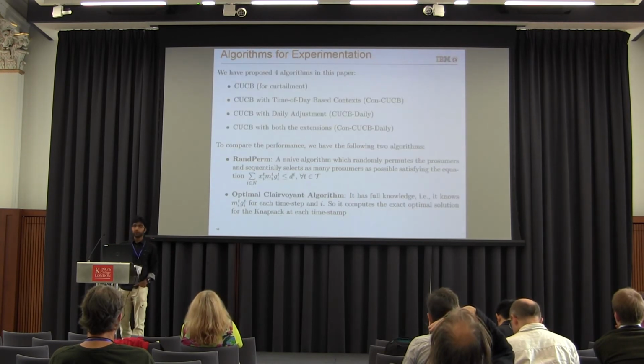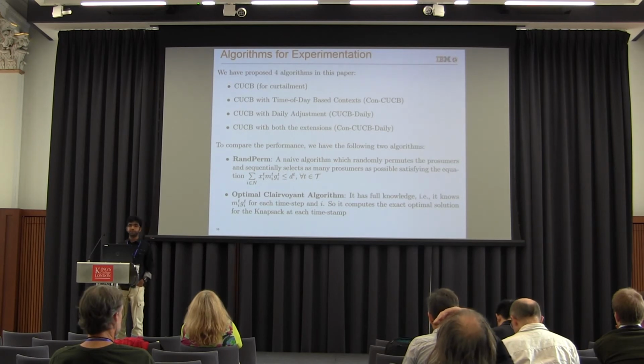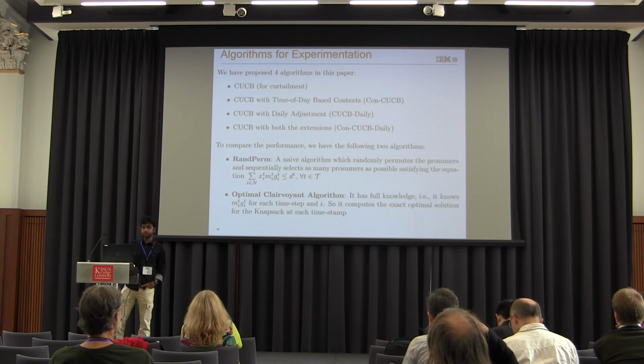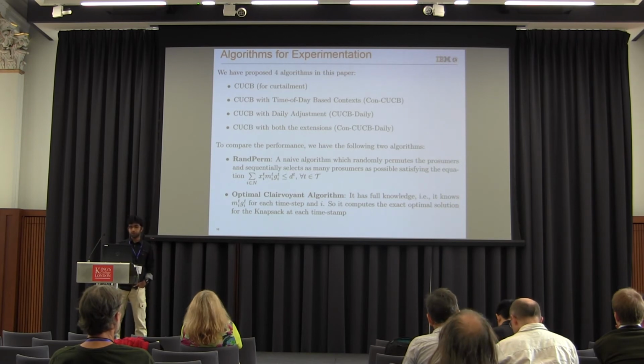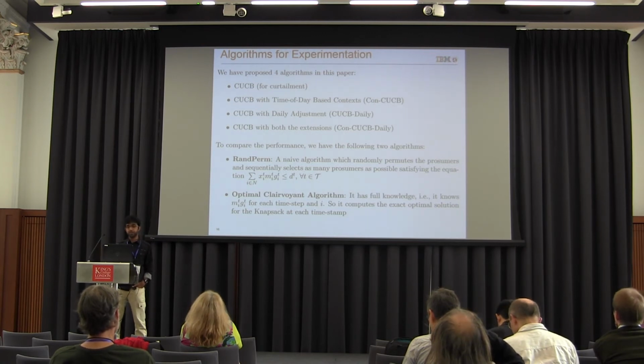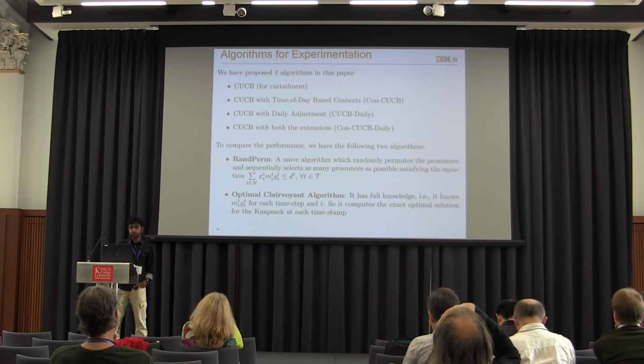So we got a total of 4 algorithms: CUCD for cardinal, CUCD with time of day based context, CUCD with daily adjustment, CUCD with both the extensions. And we have 2 algorithms to compare. First one is Rand. It's a naive algorithm. It just randomly permutes the prosumers and sequentially selects as many prosumers as possible, satisfying the utility given constraint. Second one is the optimal clairvoyant algorithm.